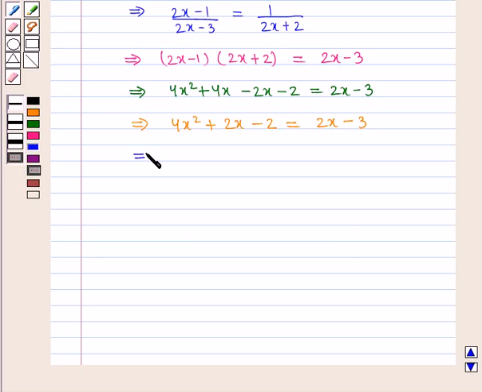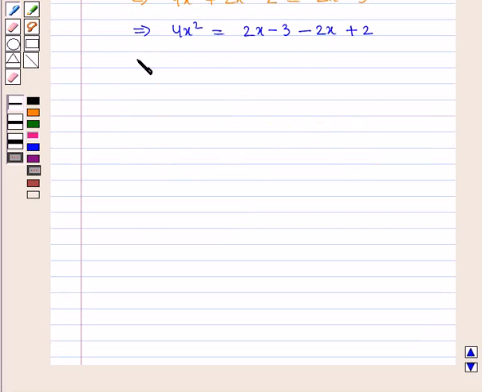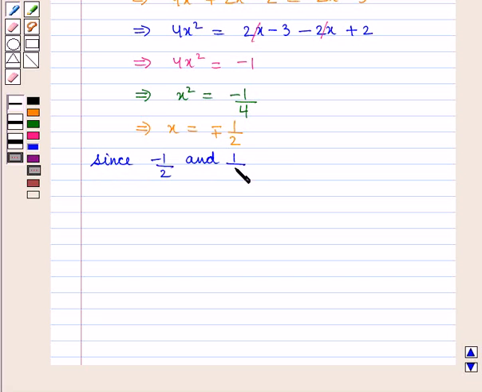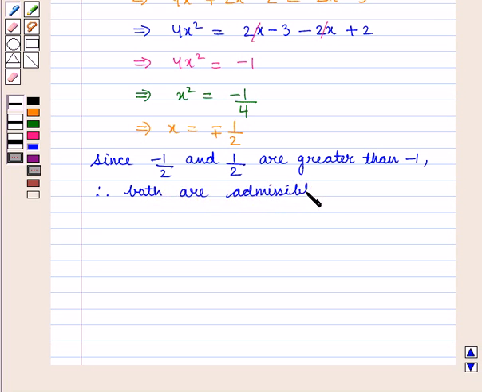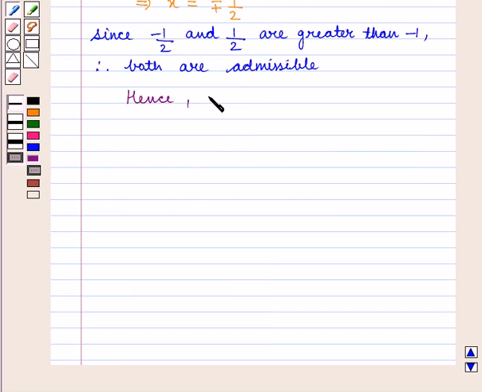This gives 4x square is equal to 2x minus 3 minus 2x plus 2. Therefore, 4x square is equal to minus 1, which implies that x square is equal to minus 1 by 4. That is, x is given by plus or minus 1 by 2. Since minus 1 by 2 and 1 by 2 are greater than minus 1, therefore both are admissible. Hence, the value of x is given by plus or minus 1 by 2, which is the required answer.